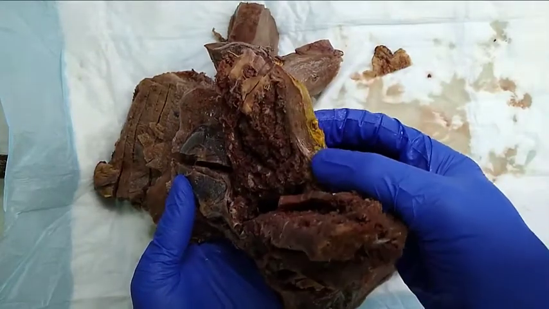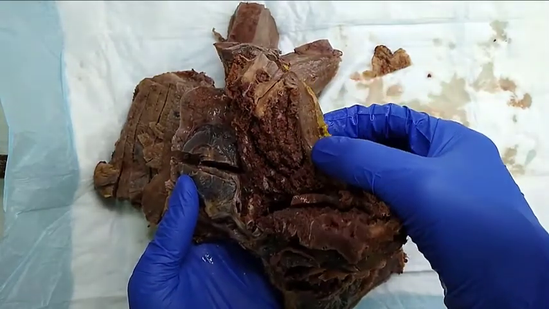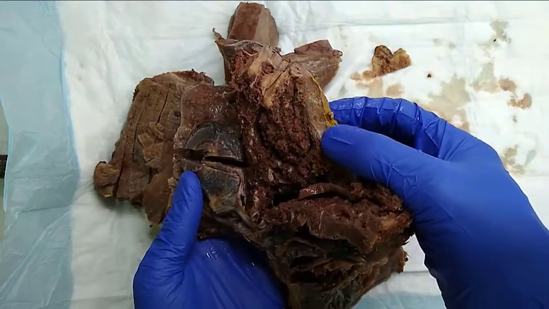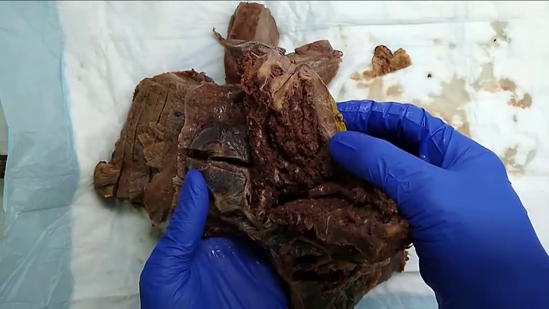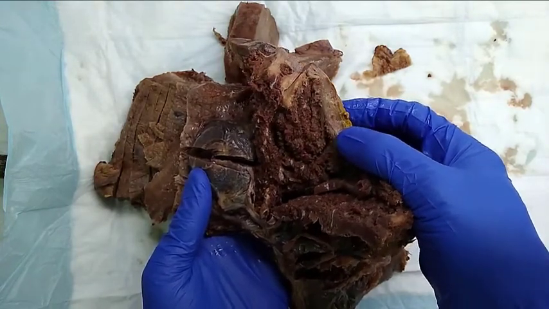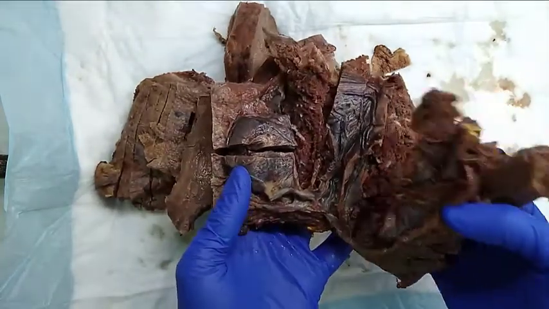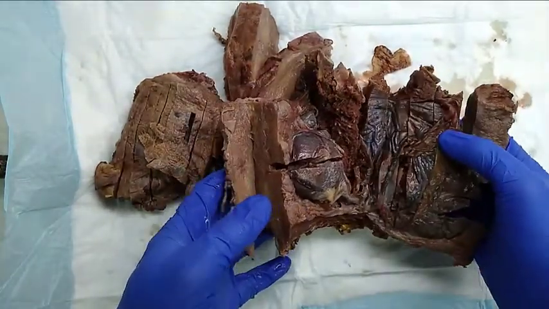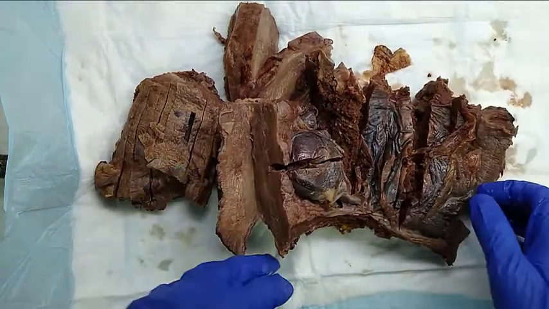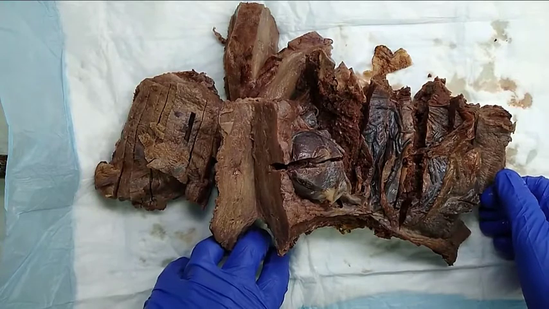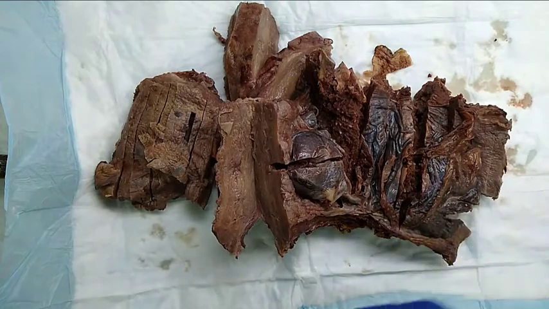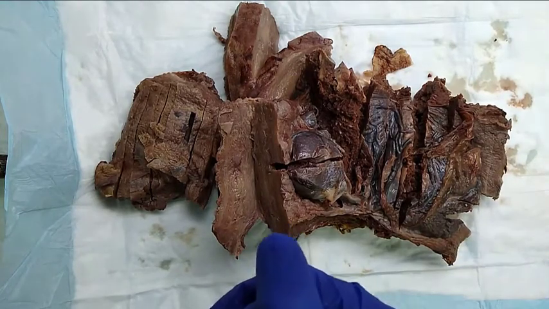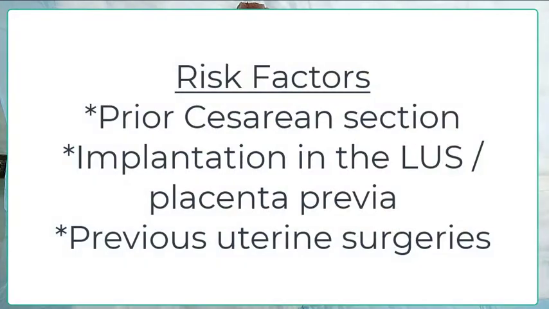And if you look in another section here, you can see placenta with only about a centimeter region of myometrium that is remaining after the invasion. So this process is called placenta accreta, and it often leads to a hysterectomy due to the inability to deliver the placenta. This problem or disease can be associated with multiple predisposing factors.